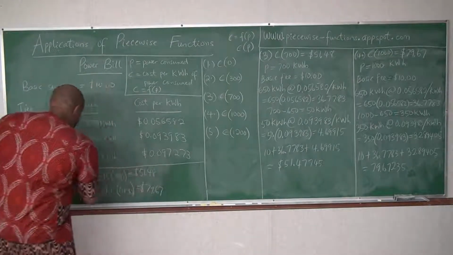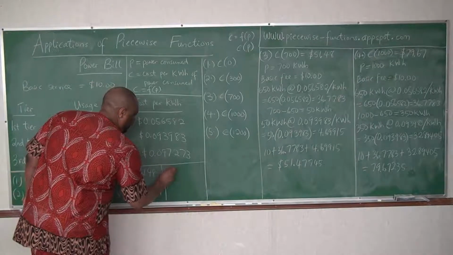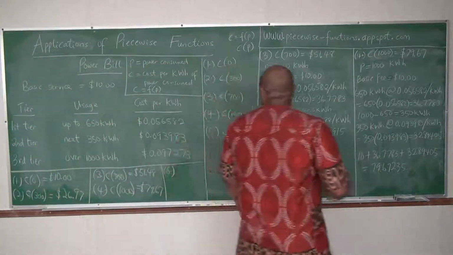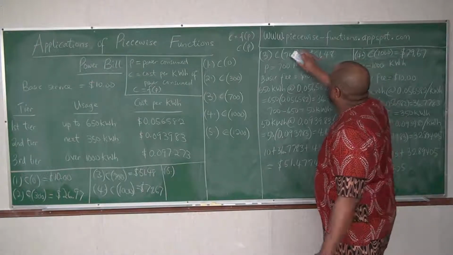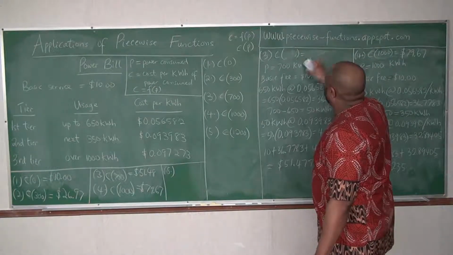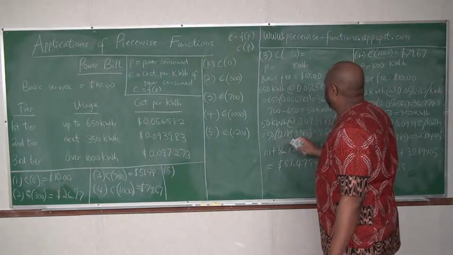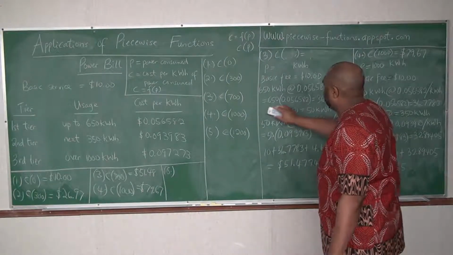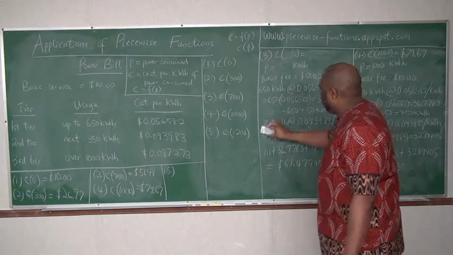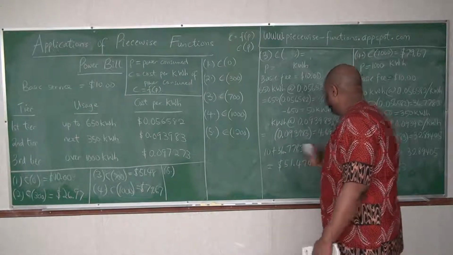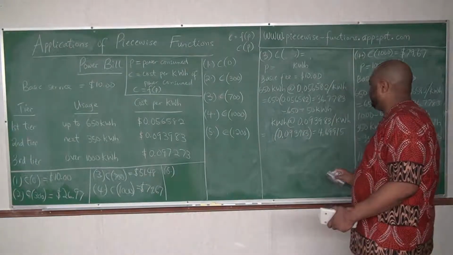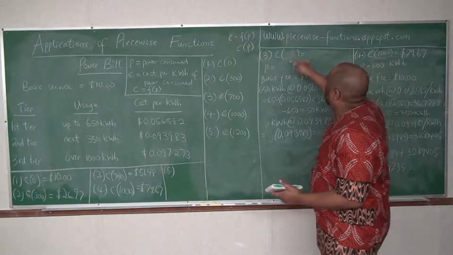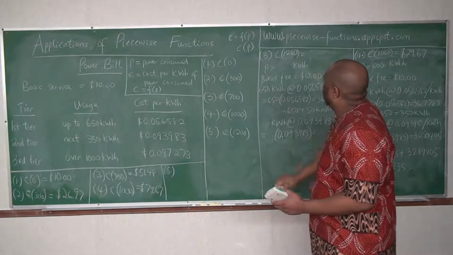Okay. The last one for our manual method: cost for 1200 kilowatt hour. I'm looking for what to erase. Let me not erase everything. Okay, so cost for 1200 kilowatt hour.